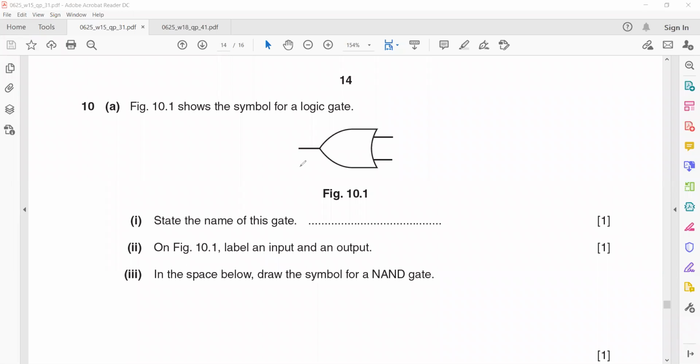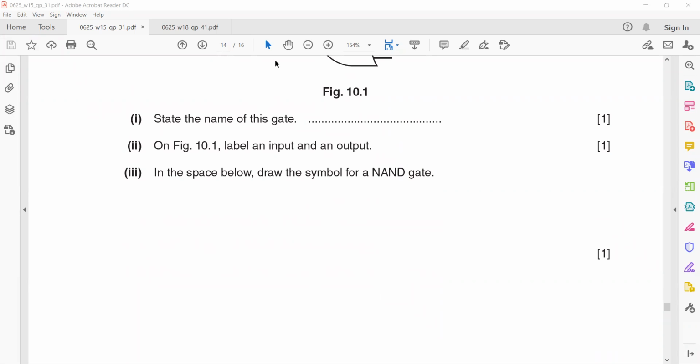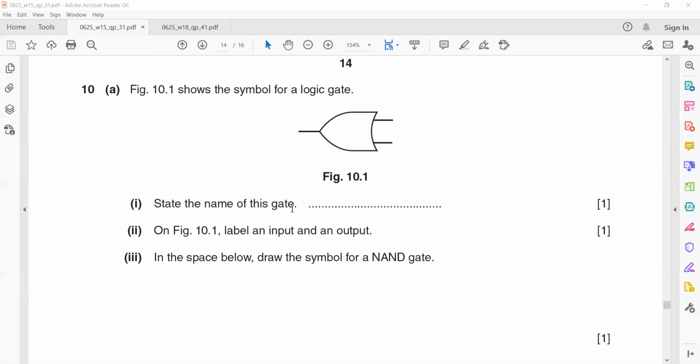In a space below, draw a NAND gate. So you have to draw a NAND gate. NAND gate is a combination of NOT and AND. Always label the input and output. Inputs are there and output. How to know the difference between NOR gate and OR gate? If there was a circle, it means it's a NOR gate. Without a circle, it's only OR gate.